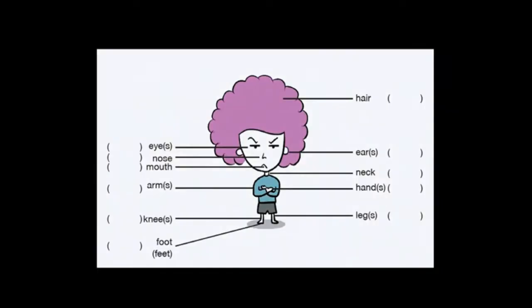3, 2, 1, go. Body parts. Eye, nose, mouth, arm, knee, foot, hair, ear, neck, hand, leg. And let's stop there. Okay.